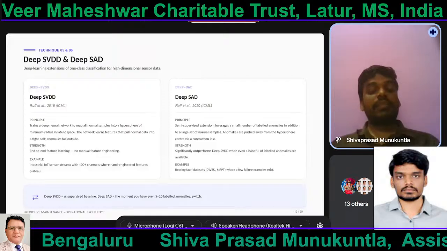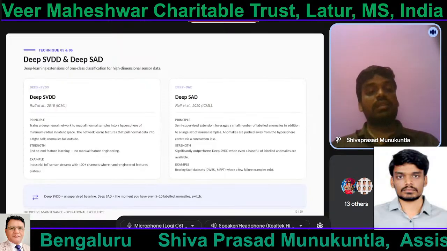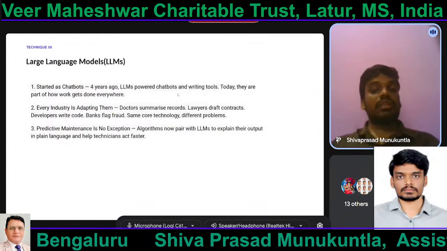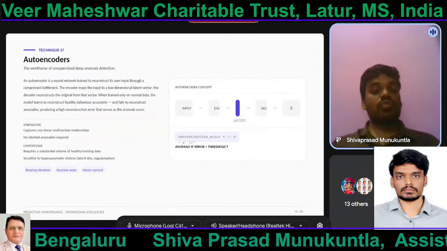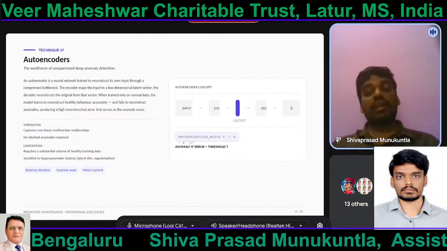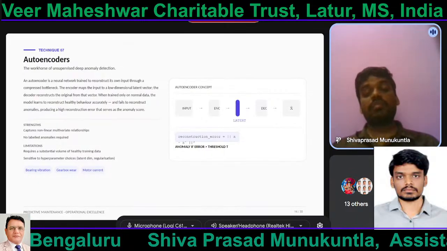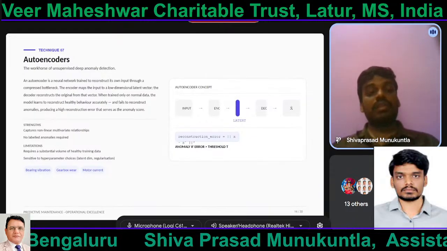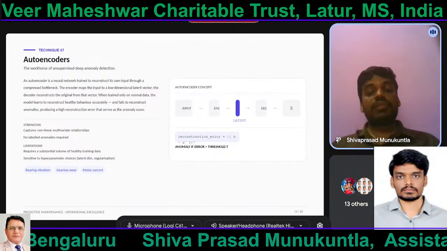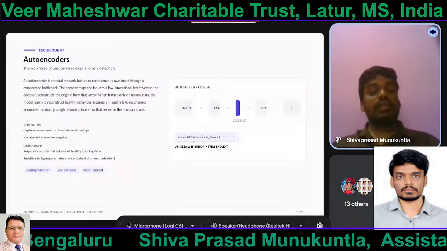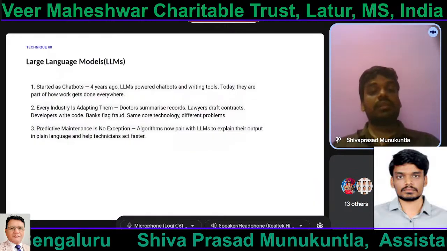Even SVDD and DPSRD are unsupervised, the same as these. So autoencoders and LLMs are the two continuous models. We deploy them on the machine, and they continuously observe the machine 24/7, because humans cannot observe 24/7. They will be on the system, and whenever something goes wrong, they will alert the respective maintenance person. Then he will take care of any anomaly.